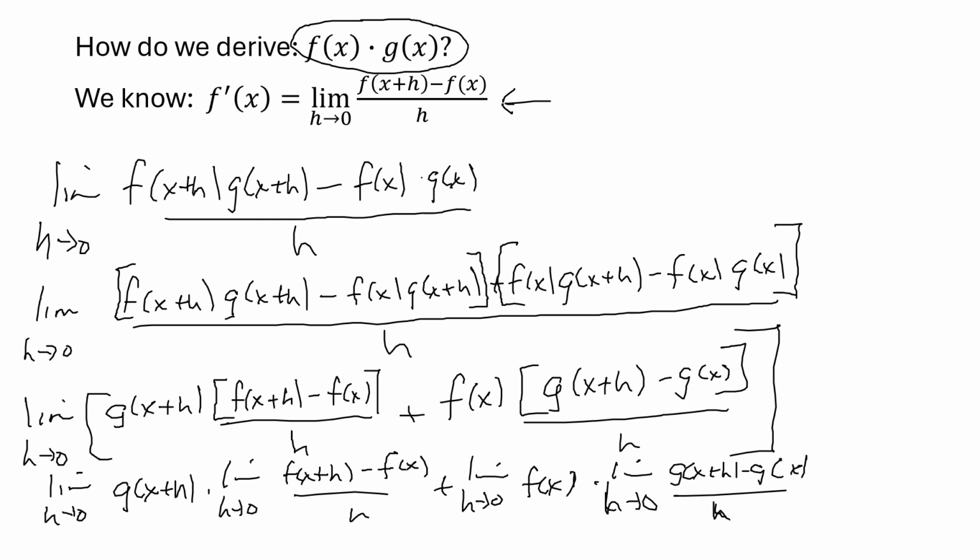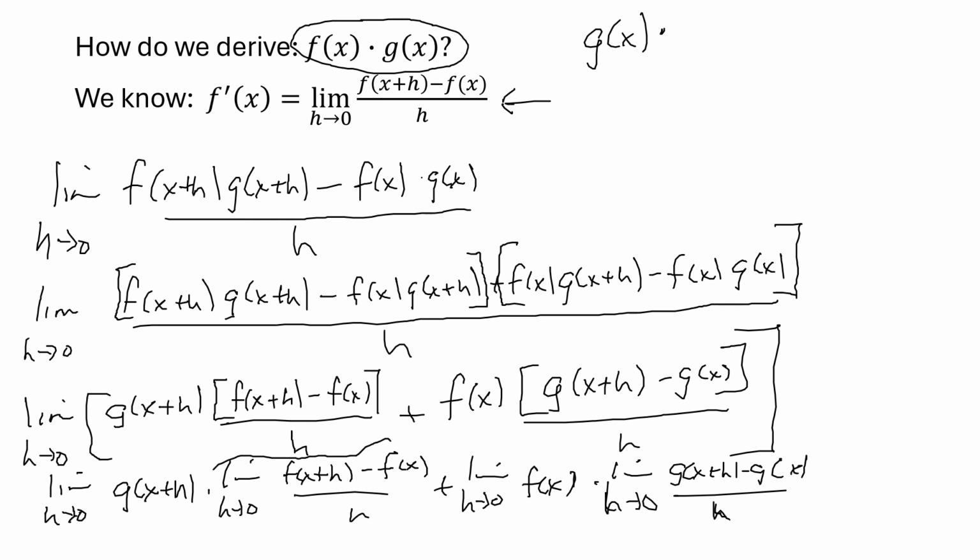The limit as h goes to 0 of g of x plus h just means take 0 and put it in for h, and you would get g of x times the limit as h goes to 0 of f of x plus h minus f of x over h. Well, that's the derivative of f. That's the limit definition of the derivative.